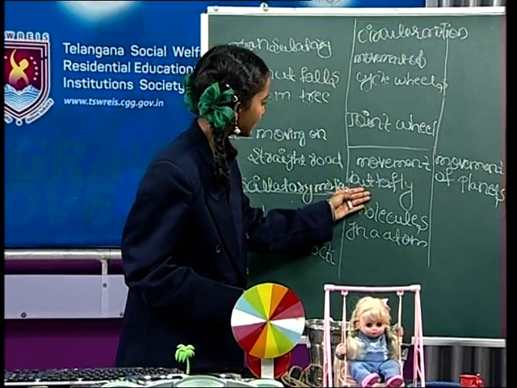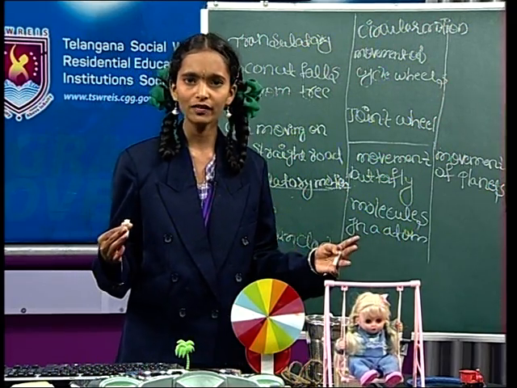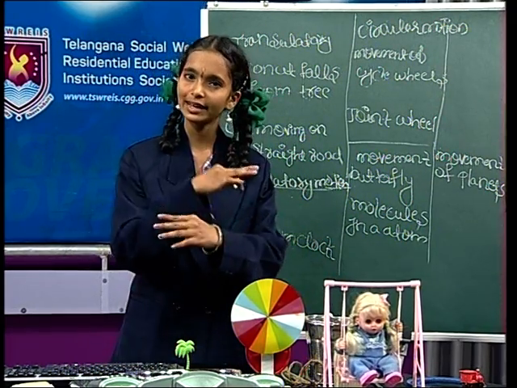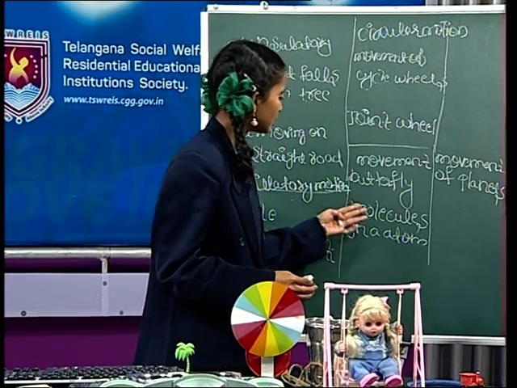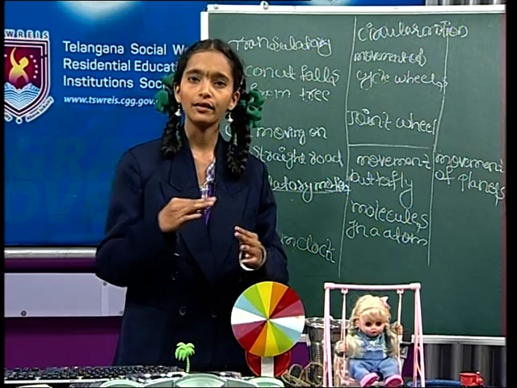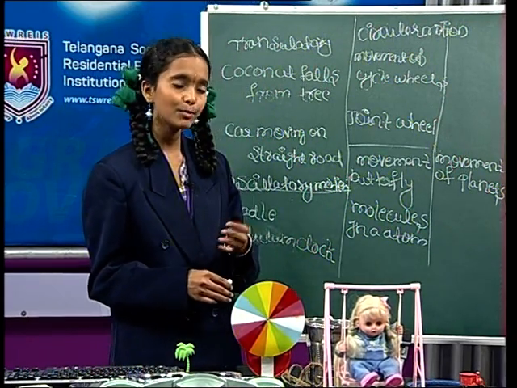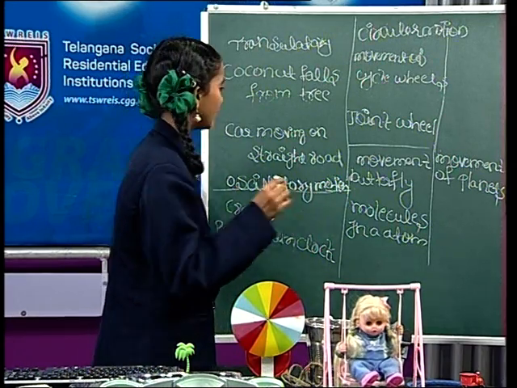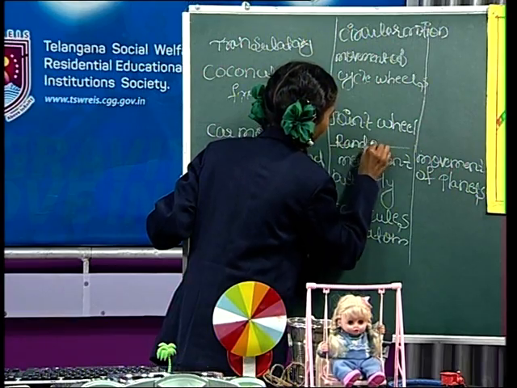Yes, what we have next? Movement of butterfly. Yes, we see in the garden how the butterfly moves around the flowers. It moves in a random motion. And molecules in an atom also move in a random motion. It means it doesn't have any particular direction. So this type of motion is known as random motion. I am writing here random motion.